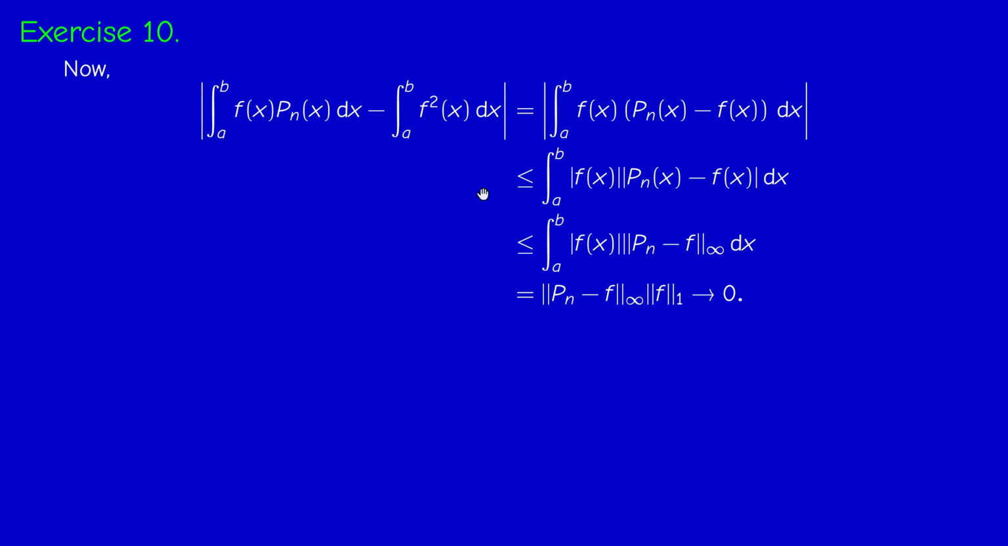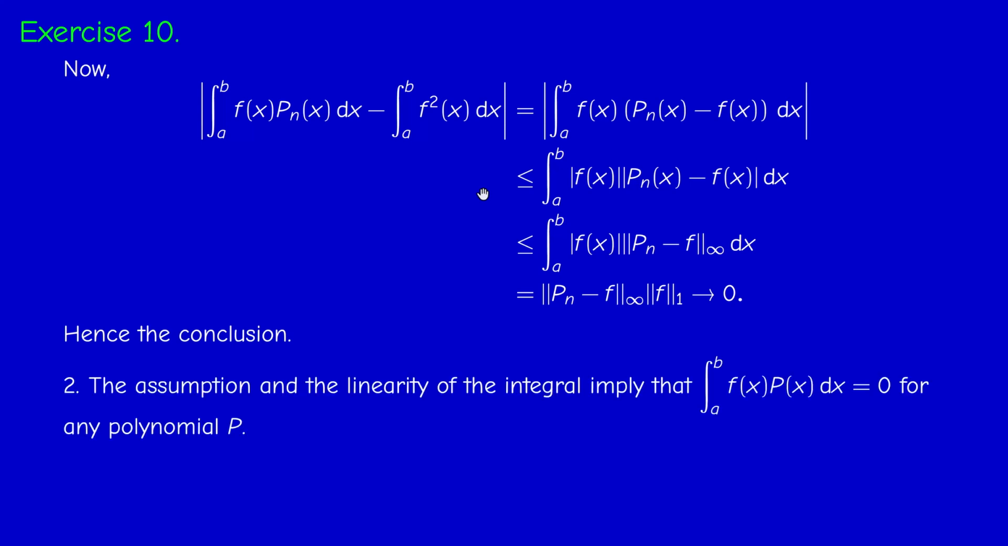Now, second question, we have that the integral of f against any power of x is 0. So by linearity, this implies that the integral of f against any polynomial is 0, again because a polynomial is a linear combination of monomials. So p is just the sum of ak x^k. So the integral of f against any polynomial is 0.